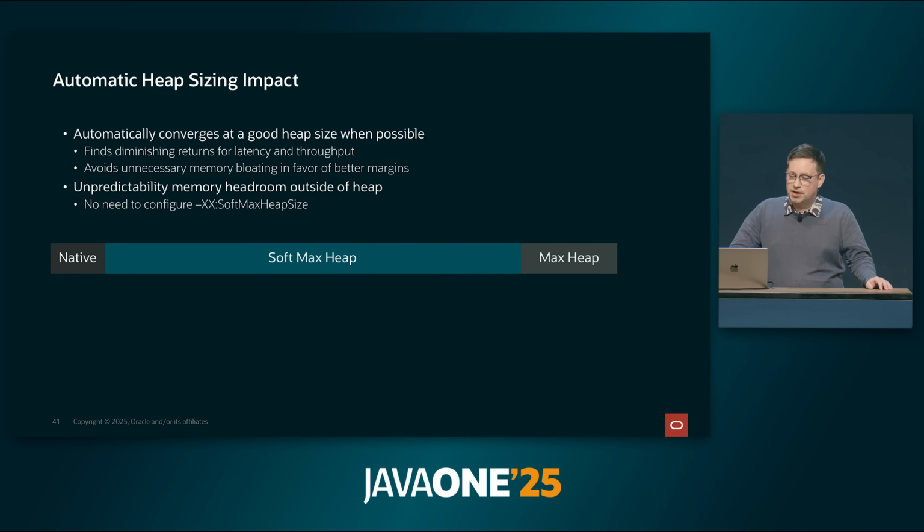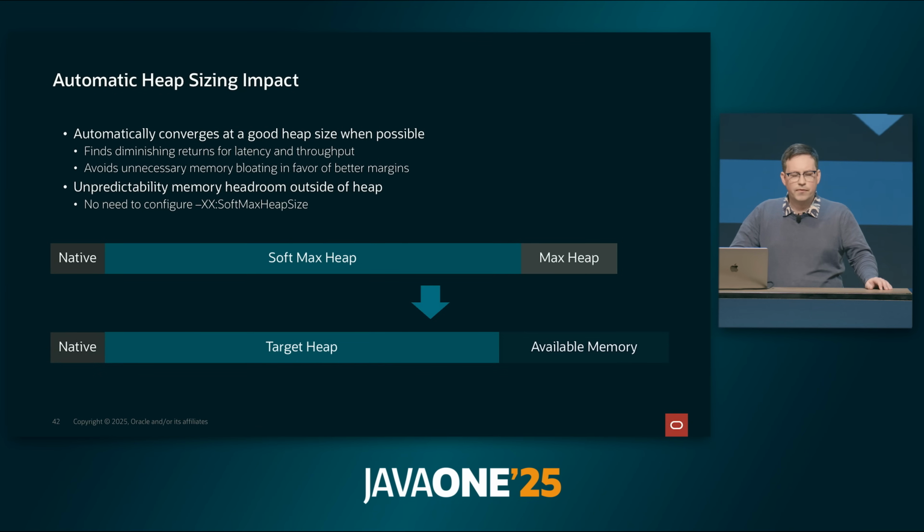But at the same time, there's also something to say about this buffer of memory that we need for unpredictable situations. With manual heap sizing, this buffer is stored inside of the heap. So the discrepancy between the max heap size and the soft max heap size is this memory buffer. Whereas with automatic heap sizing, this memory buffer is outside of the heap instead, because all the memory that's available on the machine is at our disposal to avoid allocation stalls. So finding how large that buffer needs to be becomes unnecessary.